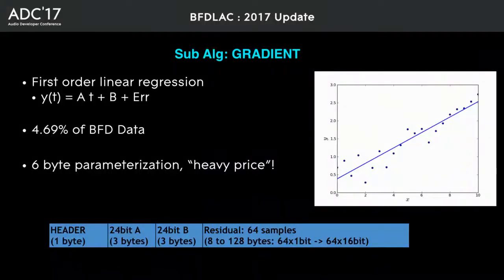And there's quite a bit of data. Well, from a BFD point of view, 0.3% of data is still some hundreds of megabytes, so actually being able to encode constant is useful as well. Gradient, very, very simple, first order linear regression. That's still almost 5% of BFD data.